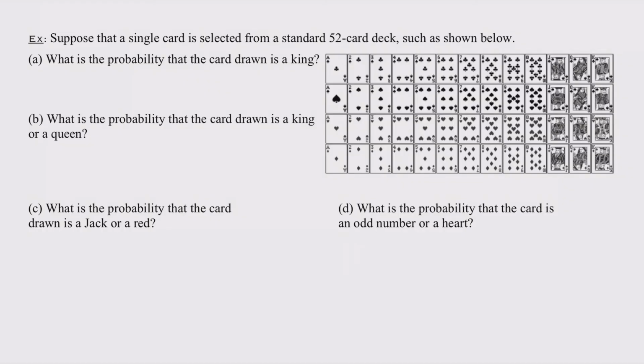Let's now consider the example of selecting a card from a standard deck of 52 cards. Here we have the sample space in front of us. As you can see, the deck of cards is broken down into several categories. We've got the ace, 2, 3, 4, 5, 6, 7, 8, 9, 10, the jack, the queen, and the king. So those are all lined up in columns. We've got the four suits, clubs, spades, hearts, and diamonds in each of the rows.